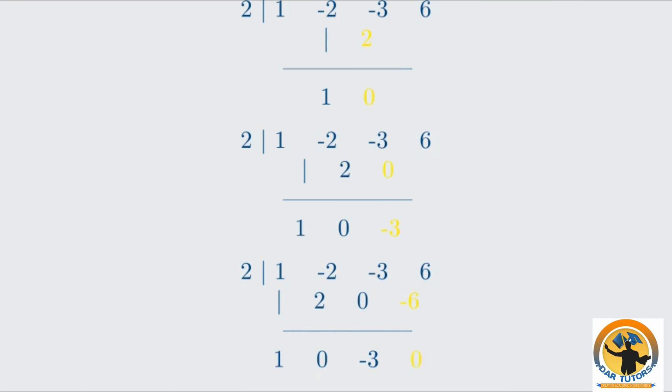The last number, 0, is the remainder, which confirms that x minus 2 is indeed a factor. The other numbers, 1, 0, and -3, are the coefficients of the quotient.